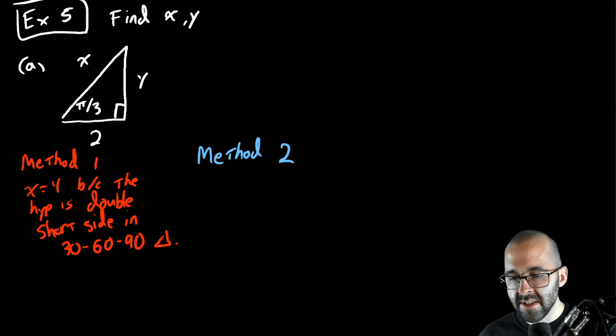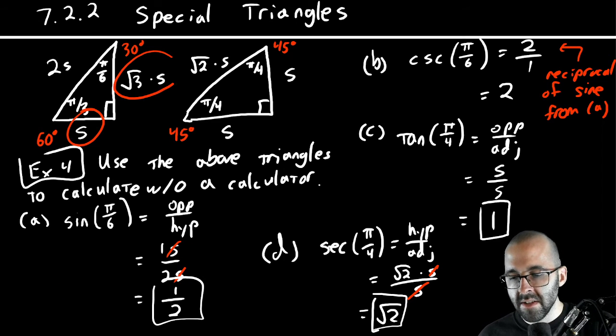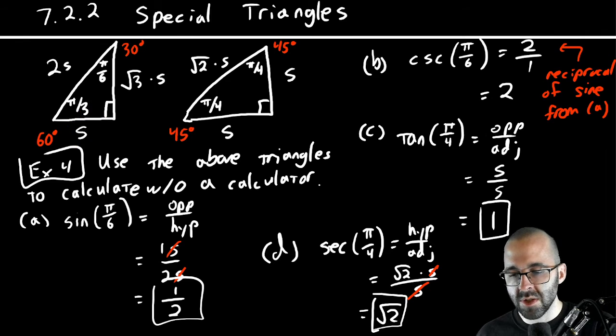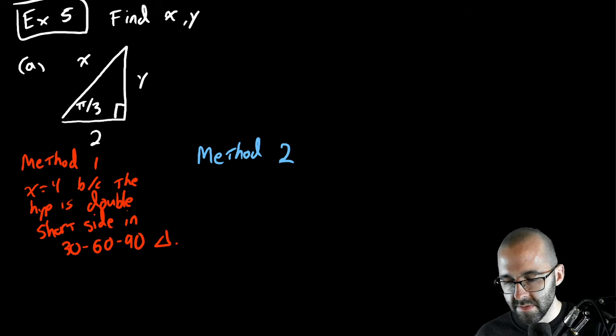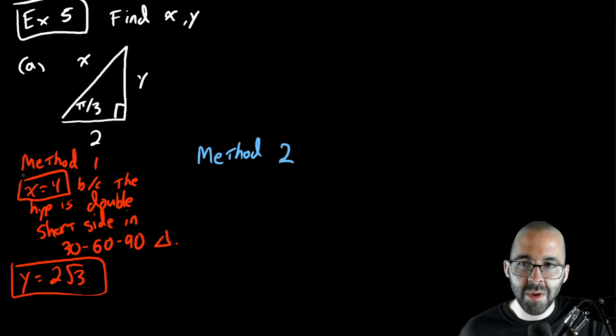And then you can do the same logic for the other side, right? Look at the short side. Look at the long side. The long side is the square root of 3 times the short side. So y is the square root of 3 times 2, or 2 square root of 3 by the same reason. So that's one method.